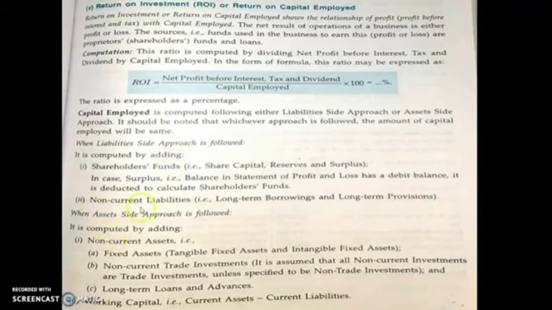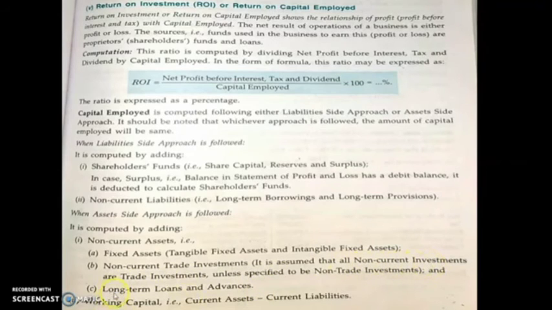And if you are going with asset side approach, you have to take into consideration these items, that is non-current assets. And which items are considered in non-current assets? Three items: tangible fixed assets and intangible fixed assets, so both are considered. Then non-current trade investment is also considered. It is assumed that all non-current investments are trade investments unless specified otherwise. So all the items of trade investment we have to take as non-current investment.